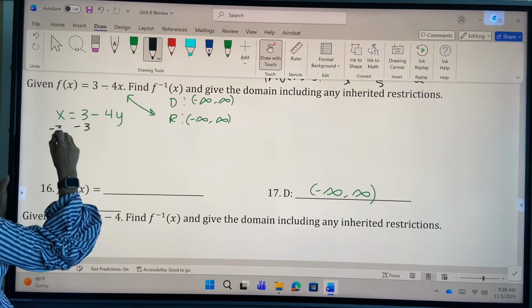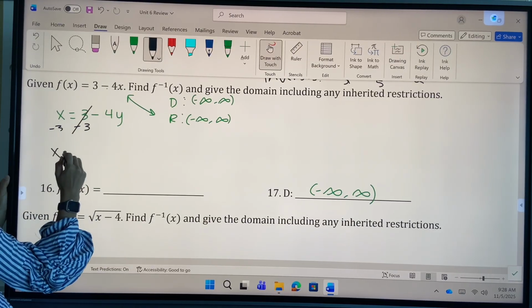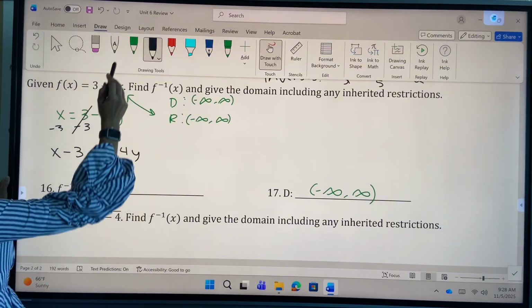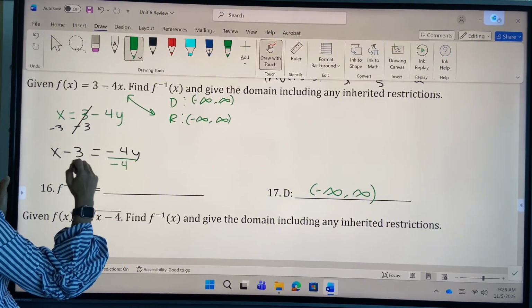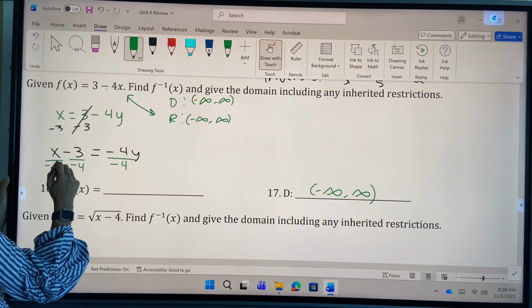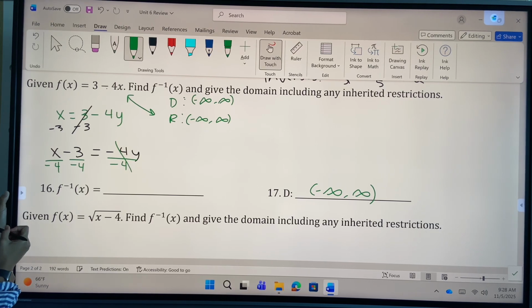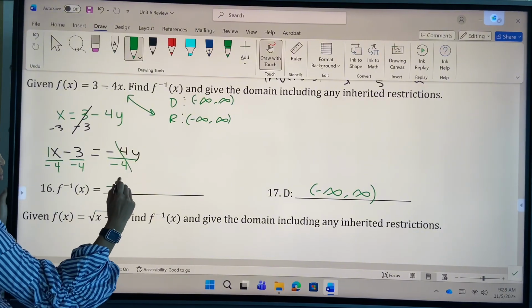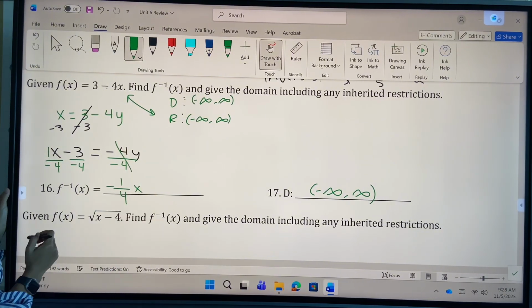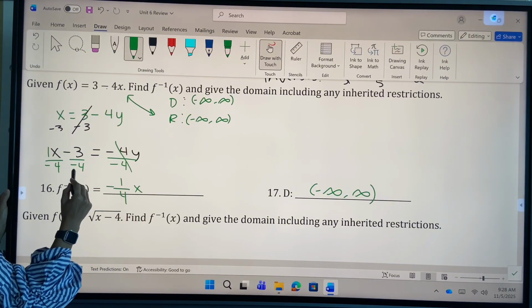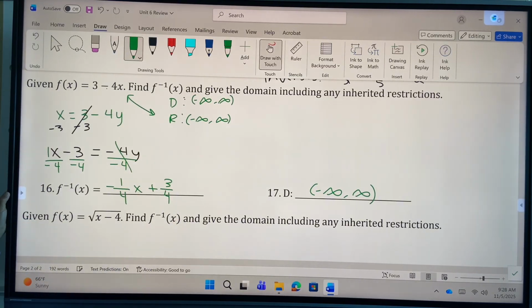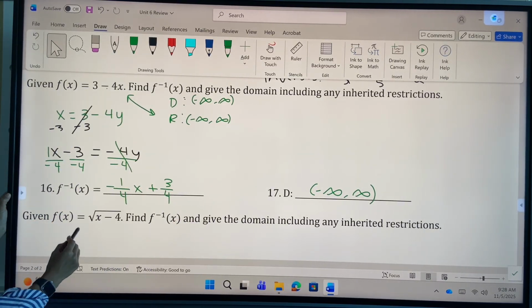Subtract 3. So you get x minus 3 equals negative 4y. Then divide everything by negative 4. You can imagine a 1 right here. So my answer is negative 1 over 4 x, and a negative 3 over a negative 4 is a positive 3 over 4. So this is your inverse. Let's try the next one.